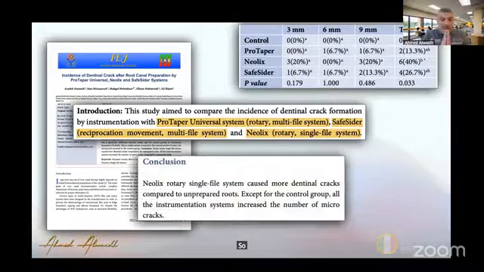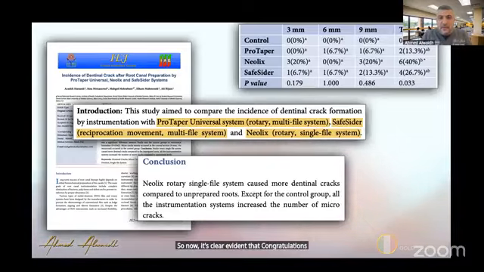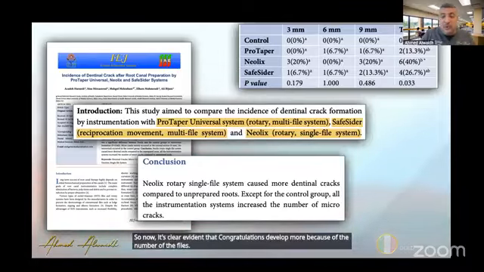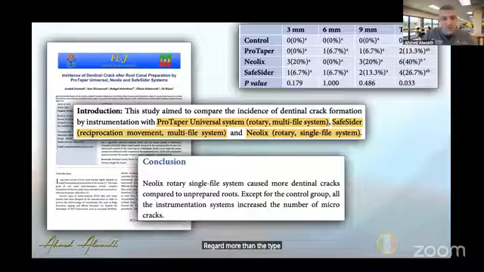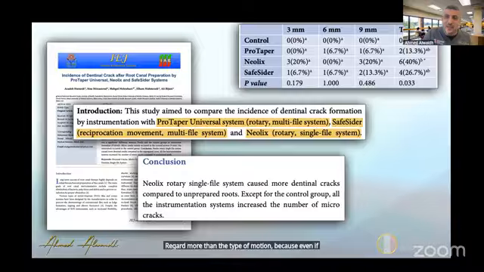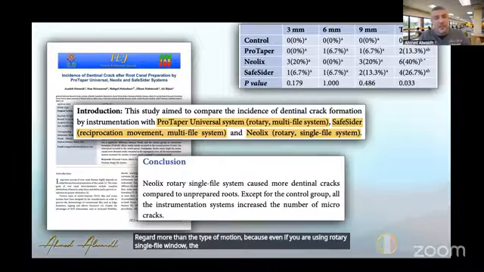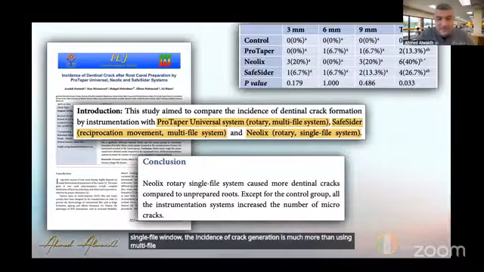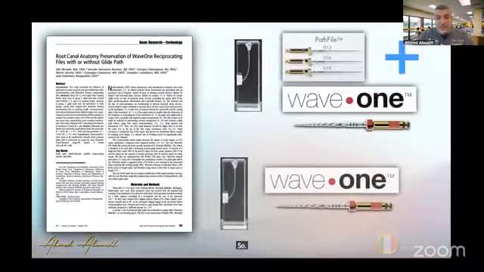So now it's clear evidence that crack generation develops more because of the number of files more than the type of motion. Because even if you are using a rotary single file, the incidence of crack generation is much more than using multi-file reciprocation. So these results are very astonishing.